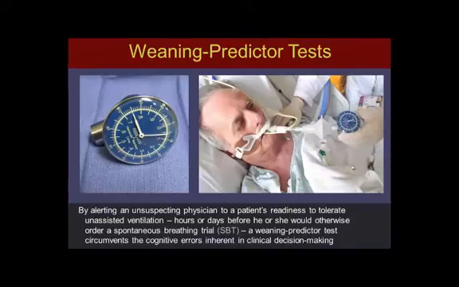So the purpose of the Weaning-Predictor Tests is to alert an unsuspecting physician to a patient's readiness to tolerate unassisted ventilation, basically being able to breathe without the ventilator, hours or days before he or she would otherwise order a spontaneous breathing trial. A Weaning-Predictor Test circumvents the cognitive errors that Kahneman is referring to, the cognitive errors that are inherent in clinical decision making.